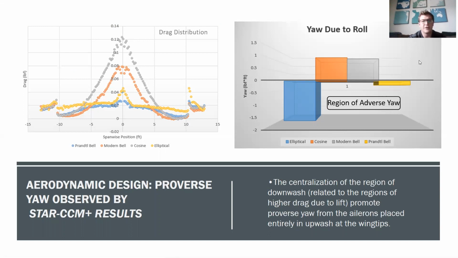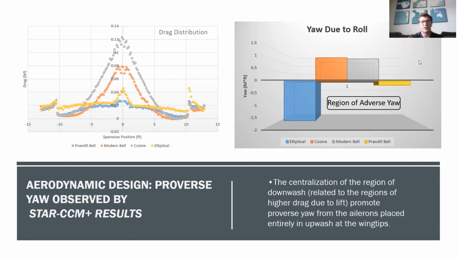And this is going to show the drag distribution from wingtip to wingtip of the aircraft. Notice that the aircraft configurations that are producing more lift towards the center are also producing more drag towards the center. Contrast that with the bar graph on the right, which shows that the more centralized the lift is, the more proverse yaw into the turn they're going to have. But you can see the Prandtl bell curve is the one that coordinates the turn the most, in that it does not have a whole lot of yaw force when rolling.